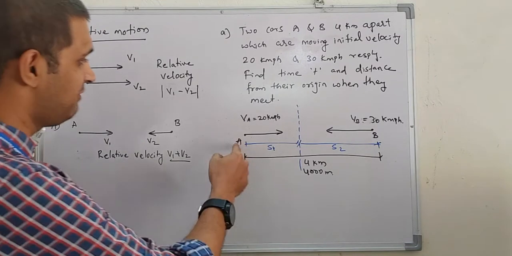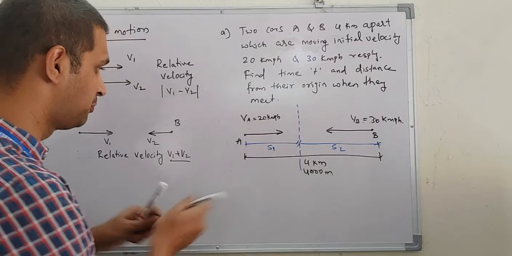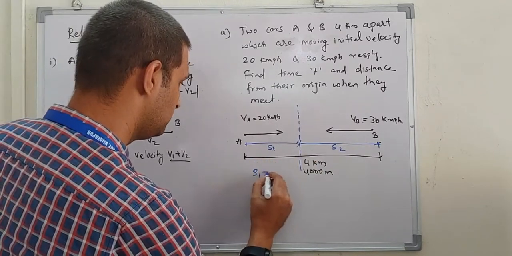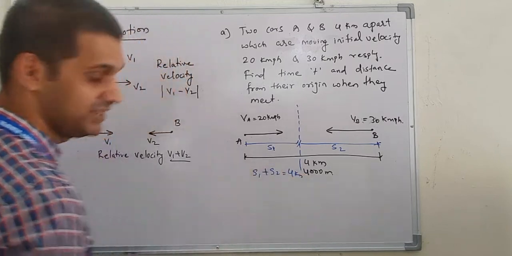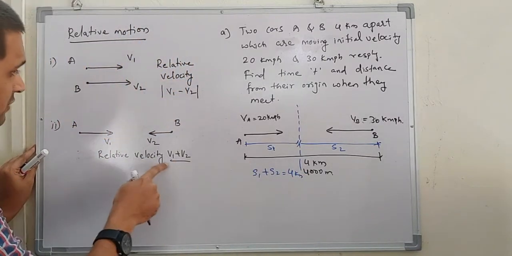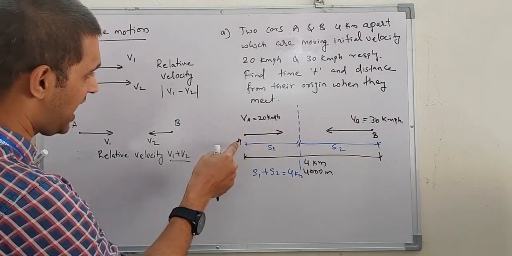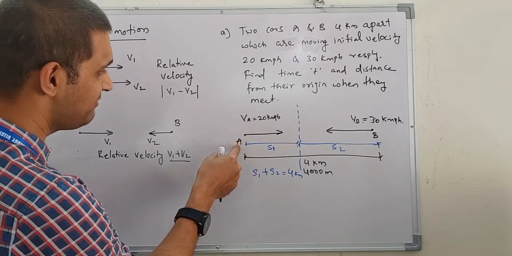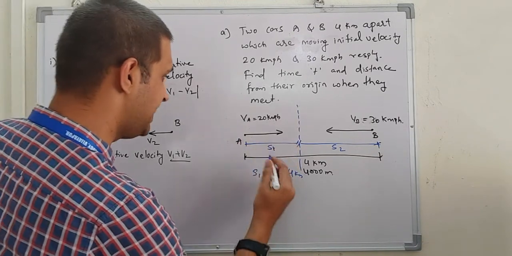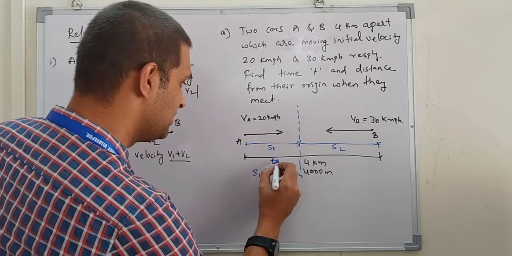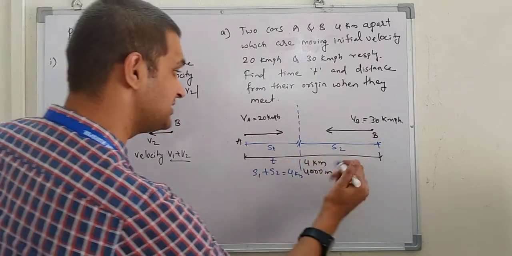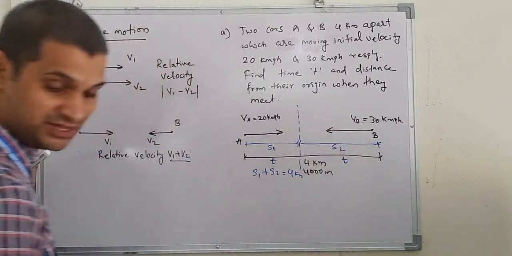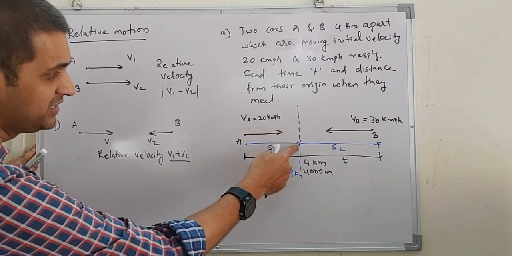So now when they travel S1 and S2, both put together, S1 plus S2 has to be 4 kilometer. At the same time, when car A travels a distance of S1, it would have taken time t, and car B to travel S2 would have taken the same time t when they meet each other.